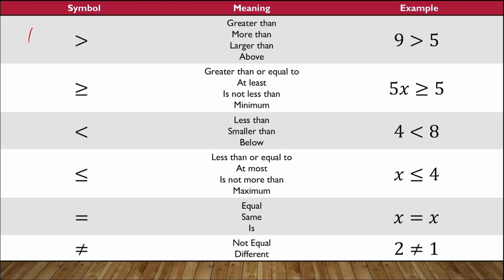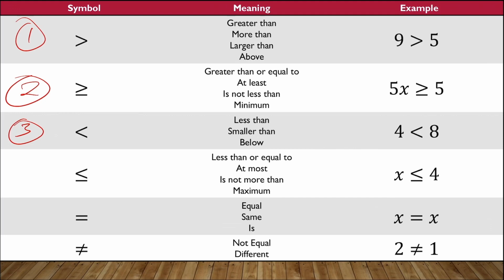Alright, so here's just some symbols, what they generally mean. My first symbol here is greater than, more than, larger than, above than, so we would state that as 9 is greater than 5. My second symbol here is greater than or equal to. At least, is not less than, minimum. So we have things like 5x is greater than or equal to 5.